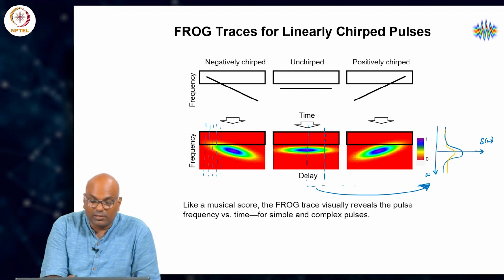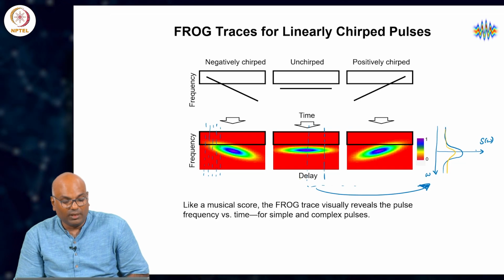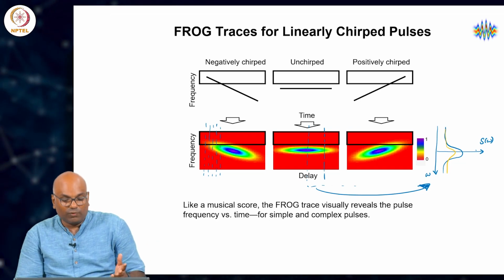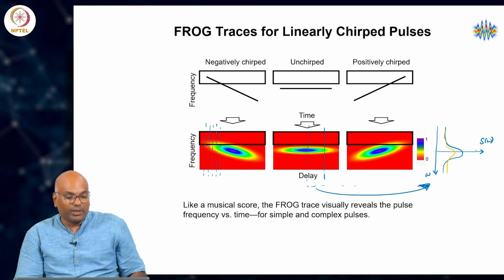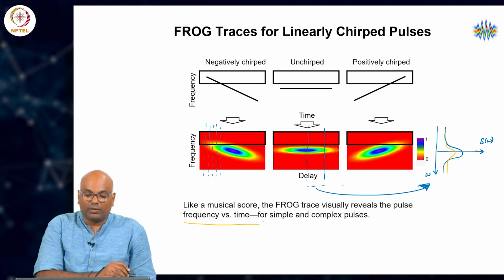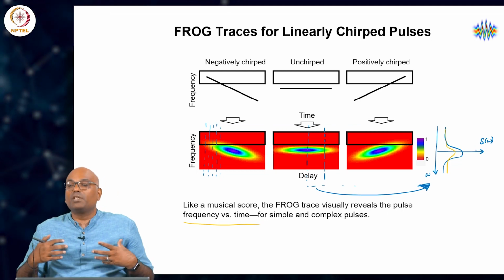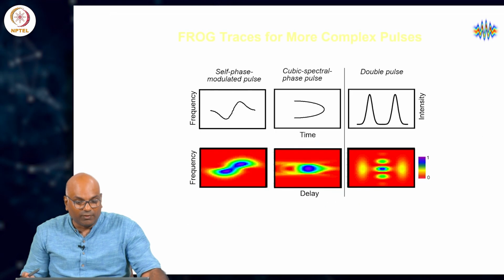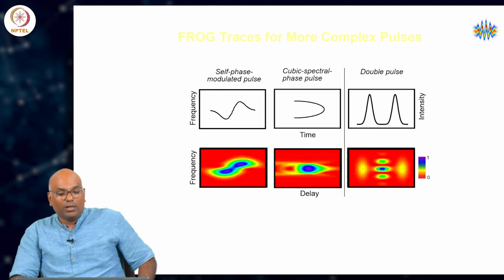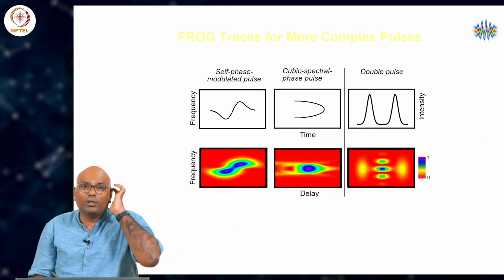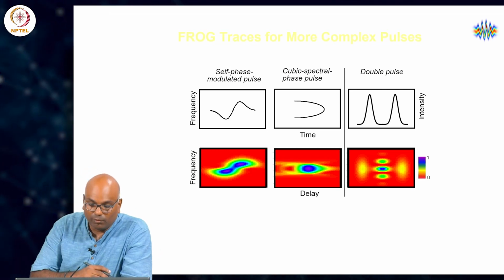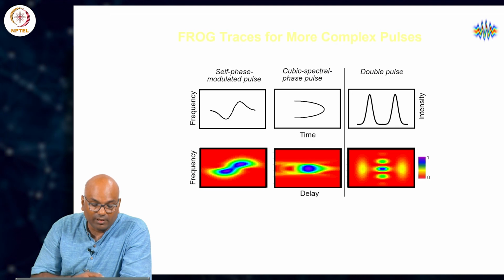The horizontal axis is time, but it is delay. Okay. So, much like the musical score, the FROG trace also is a plot of time versus frequency. We have just realized the spectrogram in real life, that is what it is, right. So, now the FROG trace for more complex pulses. Now, look at what we were seeing earlier, right.